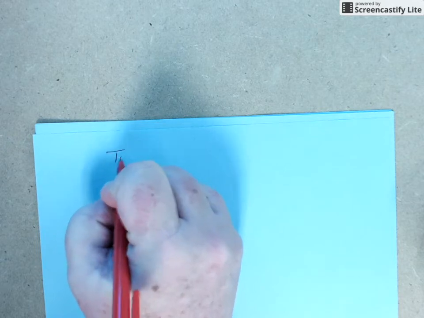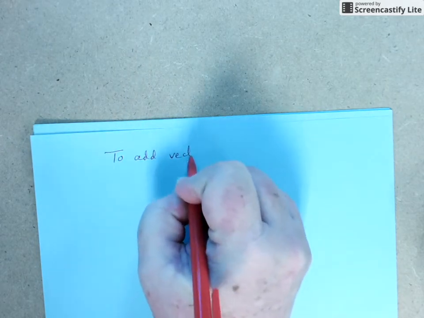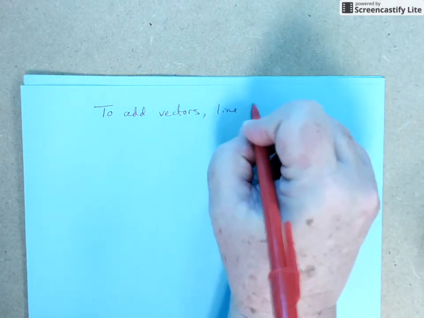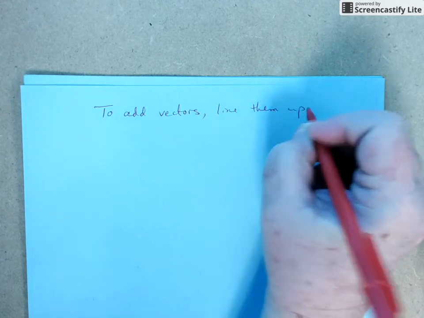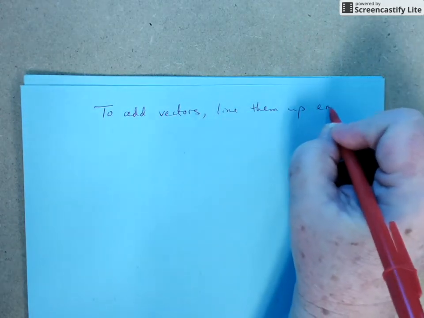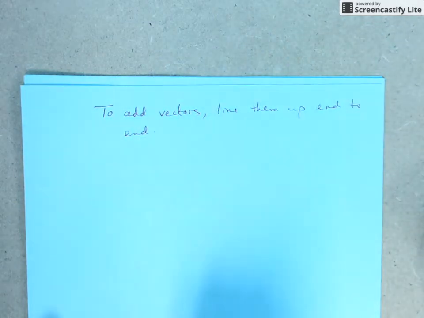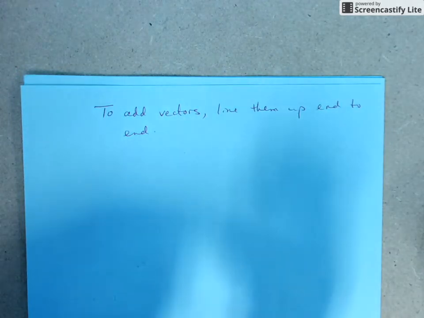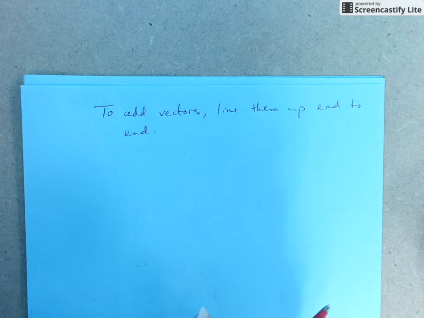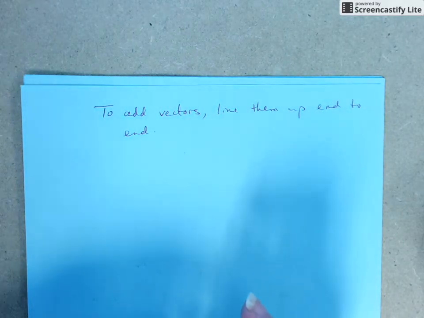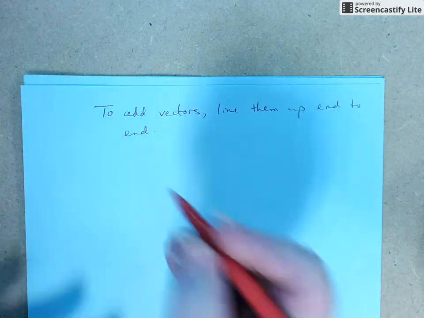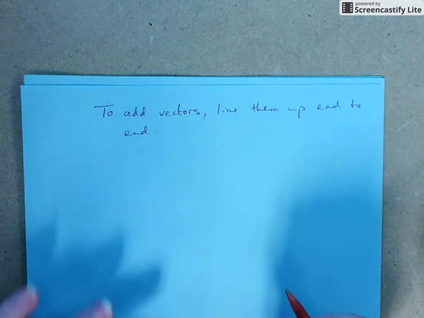To add vectors, line them up end to end. And that means that one starts where the other one ends. The sum creates a third vector. That third vector is the resultant vector. Okay, we call that third vector the resultant vector. So let me show you what I'm talking about.